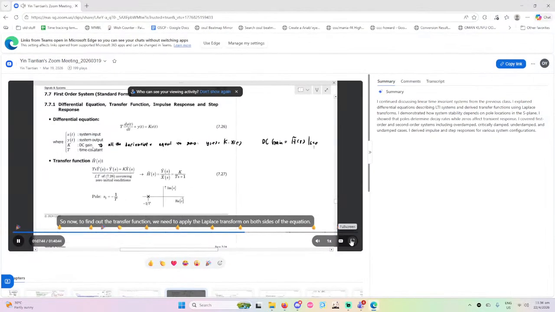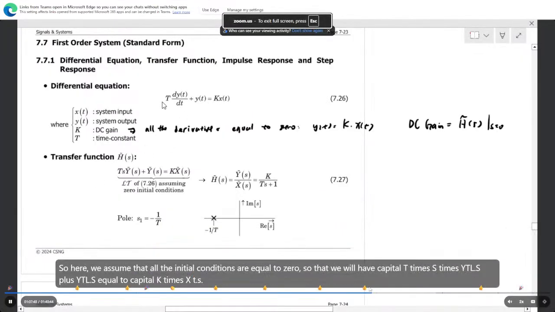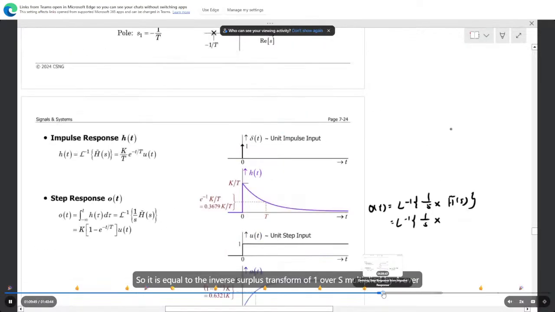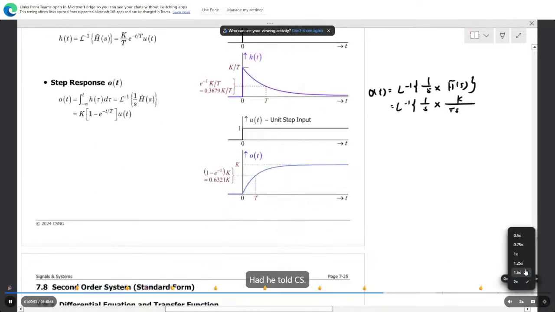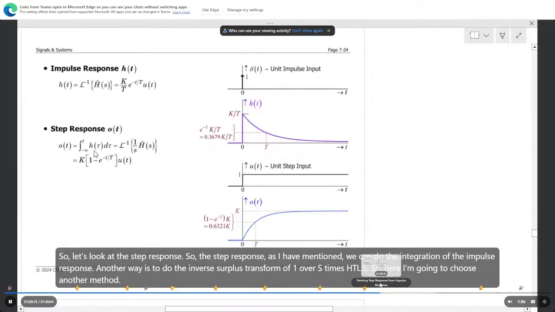To find out the transfer function, we need to apply the Laplace transform on both sides of the equation. So here, we apply the Laplace transform of 1 over s multiplied by A over capital Ts plus 1. And then it is equal to A over s. We can do the integration of the impulse response. Another way is to do the inverse Laplace transform of 1 over s times H tilde s.